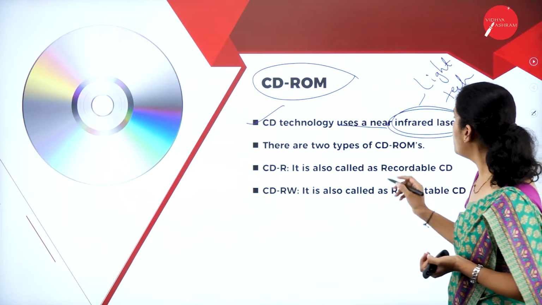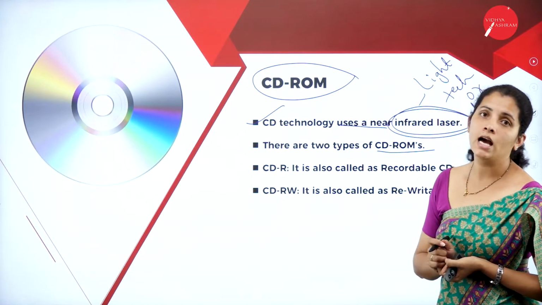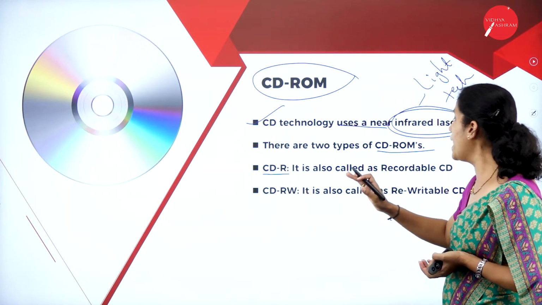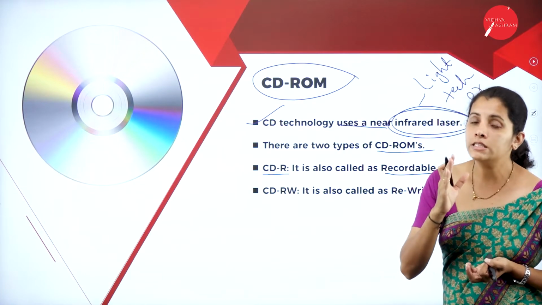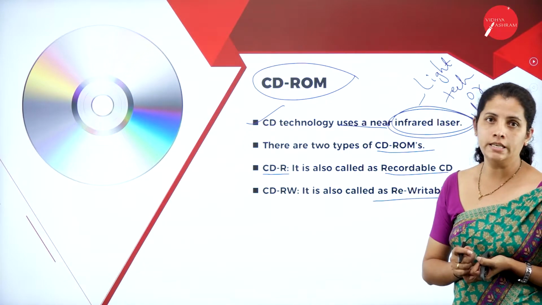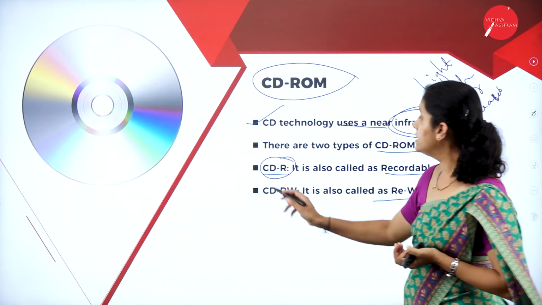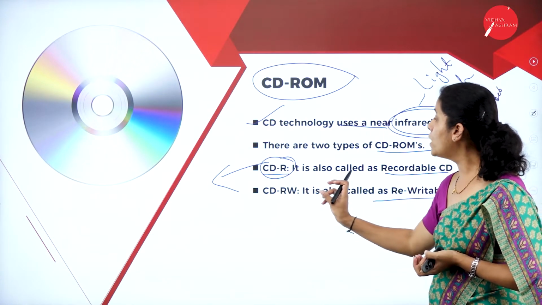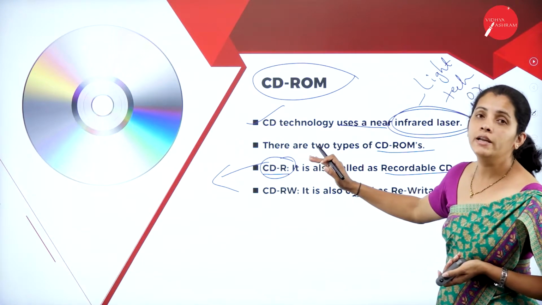There are two types of CD-ROMs, that is CDR and CDRW. So what is CDR? That is compact disc recordable. That means recordable CD. Along with that, I'm going to have rewritable CD. So CDR is recordable CD. Along with that, I'm going to have rewritable compact disc. These are the two different types of CD-ROM.